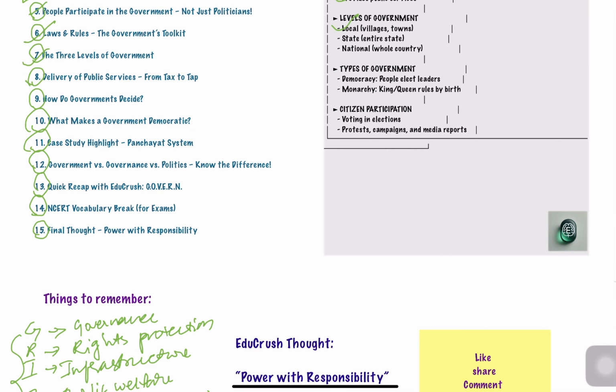Next we go with number 8, that is delivery of public services, from tax to tap. How do we get water in our taps? Who builds schools? It's the government, right? The government provides services like roads, electricity, railways, water and sanitation, schools and hospitals, banks and transport.